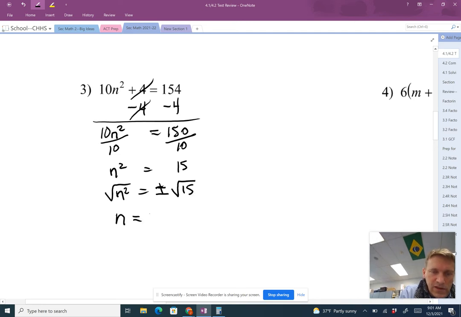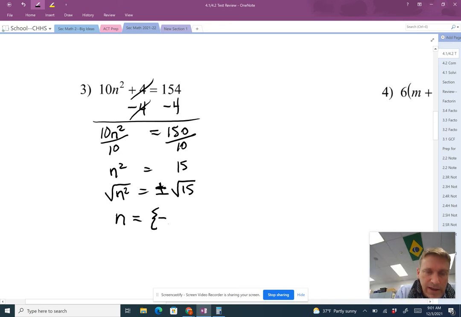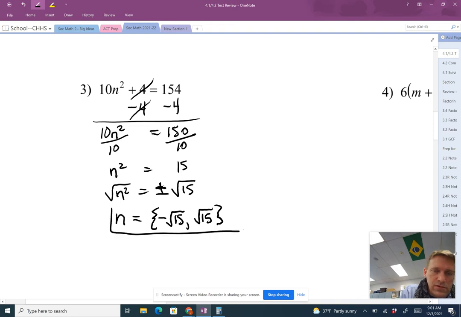n then is equal to, and here the square root of 15 cannot be simplified because it only has factors 3 and 5, neither of which is a pair of factors. You have to have at least 2 of a factor to simplify it. So 15 can't be simplified. Square root of 15 can't be simplified. So we have negative square root of 15 and positive square root of 15. And that would be our solution set there for number 3.